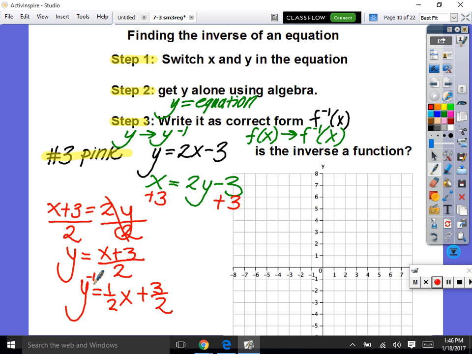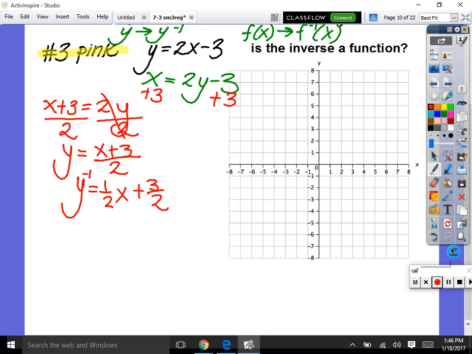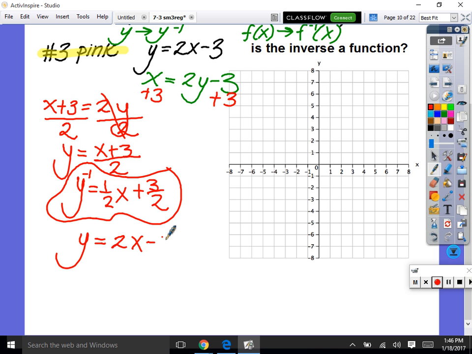So our third step is writing it in the correct notation. I'm going to scroll up. So this was our final answer for our inverse. Now our original function was y is equal to 2x minus 3. So if I graphed that, it would just be a reflection over y equals x.